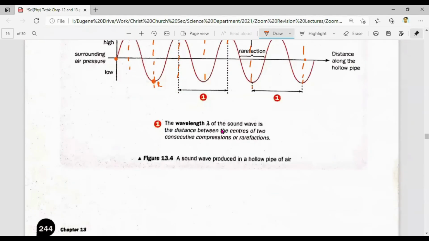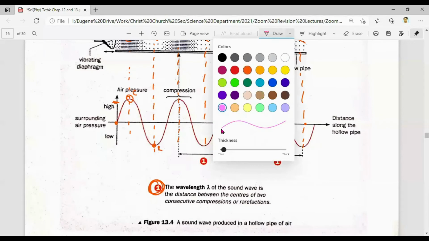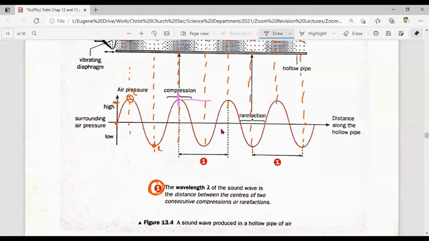I want to draw attention to this. The wavelength is a distance, and from this graph you can determine the wavelength. It can be from one compression to the next. I'm going to use pink color to show you. It could be from here to here. This is one wavelength. It can also be from one trough to another trough, that's another wavelength. Sorry, one rarefaction to another rarefaction. So just take note of how you can get the wavelength from the graph like this.